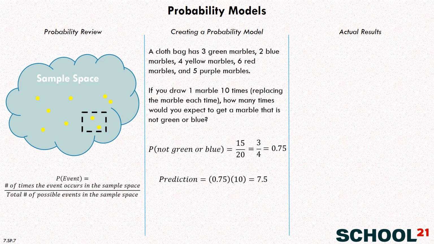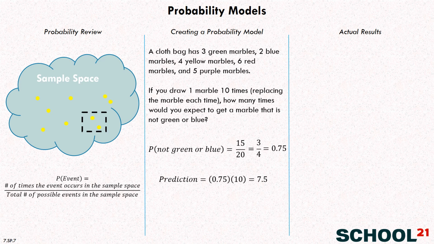Okay, now when we actually make a prediction, remember we're trying to figure out if we were to draw it 10 times, how many times would we expect? Well, for the prediction, we just multiply that probability of 0.75 times the number of times that we're going to do the experiment, and that's 10. And you know that 0.75 times 10, you just move the decimal place when you multiply by 10, so that's 7.5. So you would expect to get a not green or blue marble 7.5 times. Of course, you can't actually get 7.5, so you might expect it to be 7 or 8.